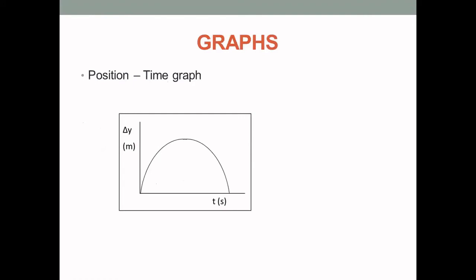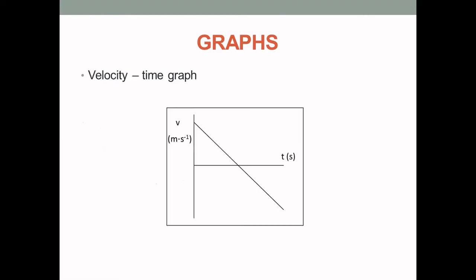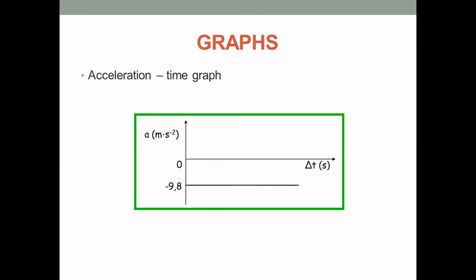This is how the graphs look like, the position time graph. So it looks like this. The velocity time graph looks like that. Then the acceleration time graph.